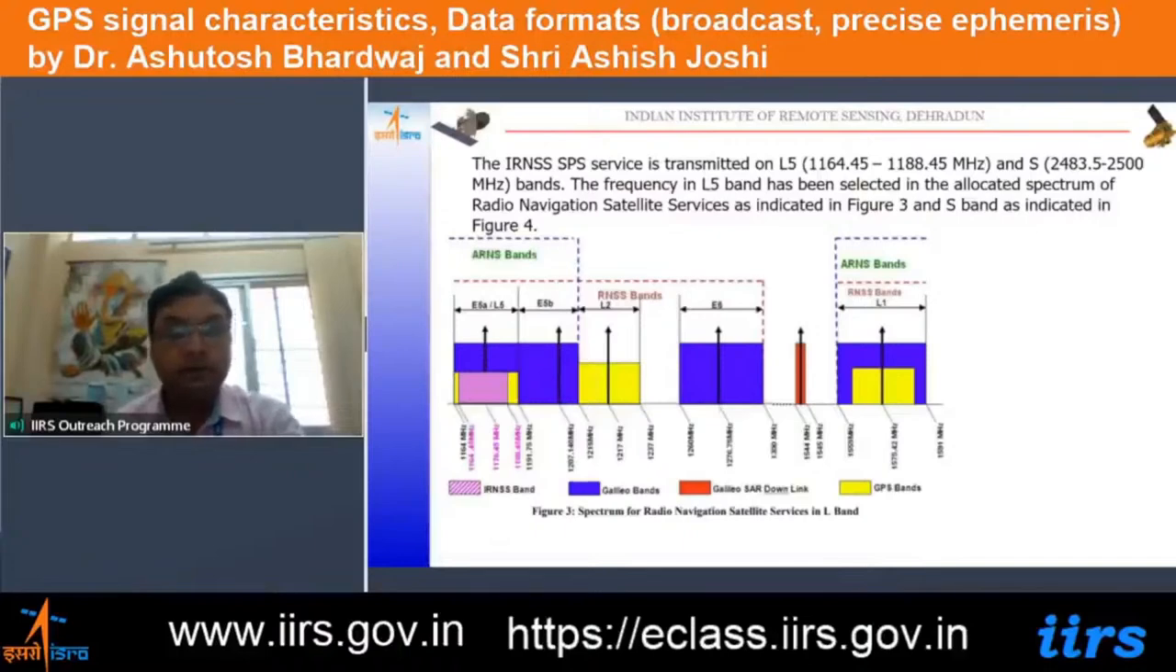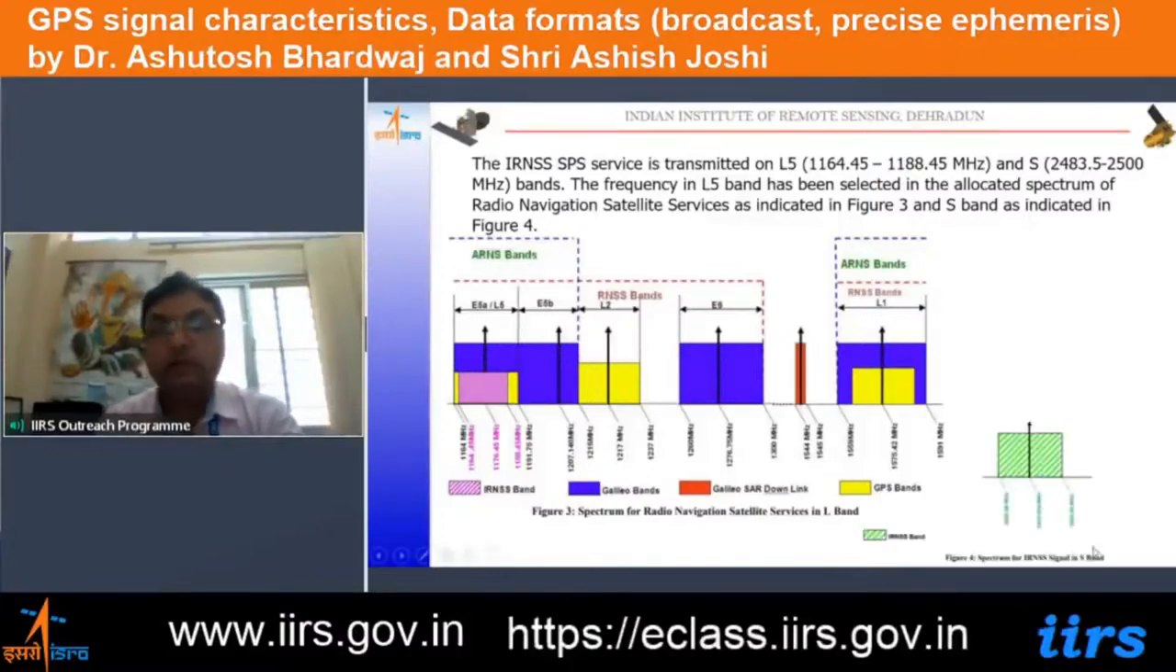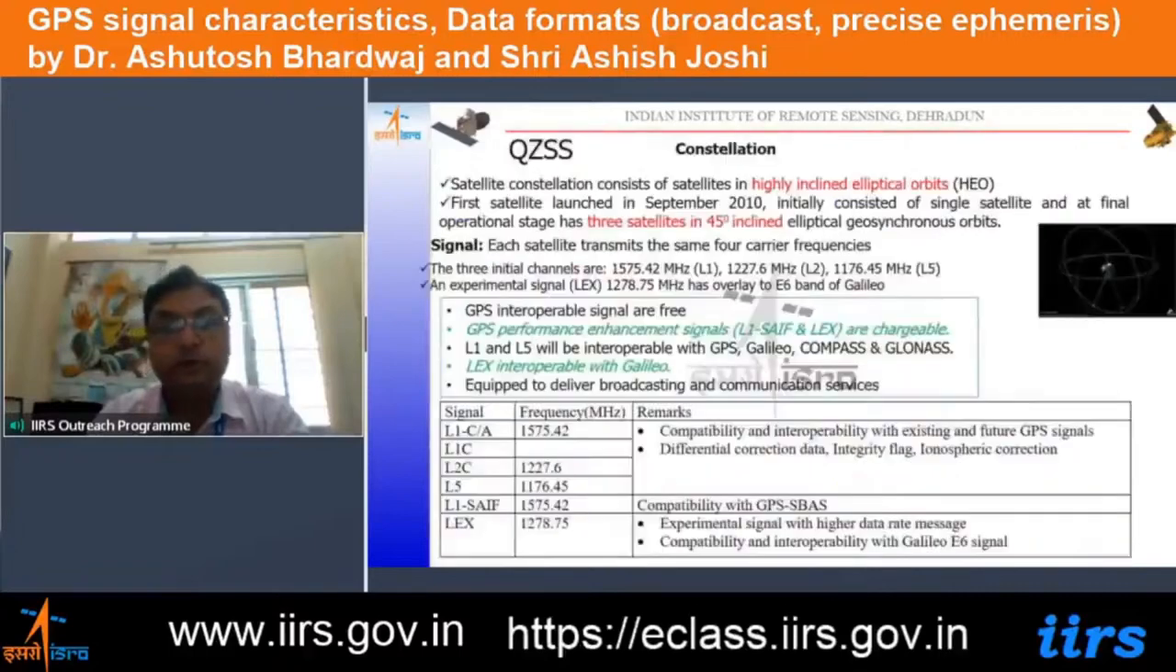So this depicts the bands where we have IRNSS, Galileo, GPS, and the S-band of IRNSS also, because S-band is not used by any other system except IRNSS. We hope to have some advantage by using S-band also.